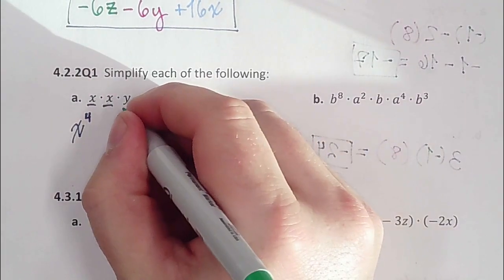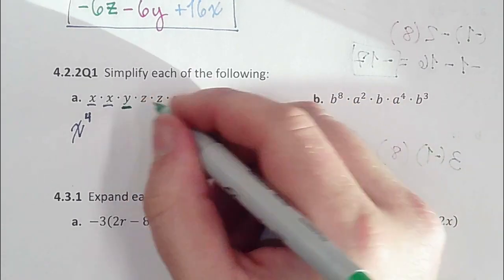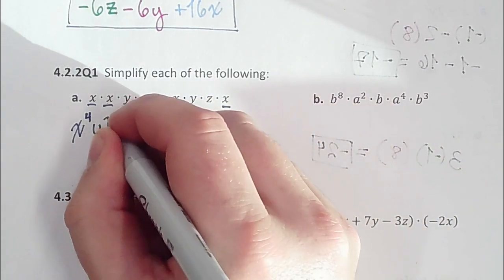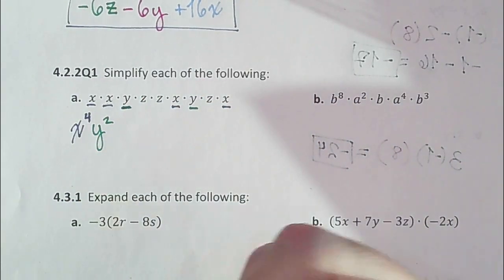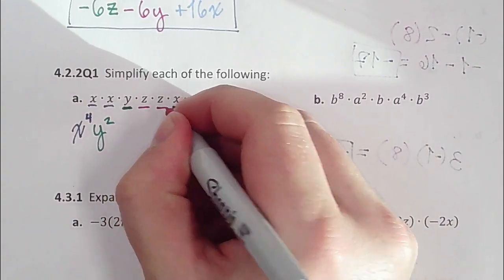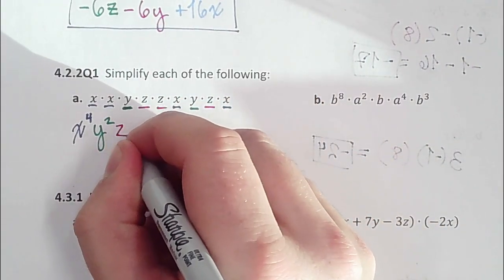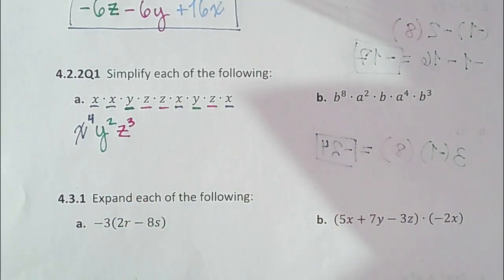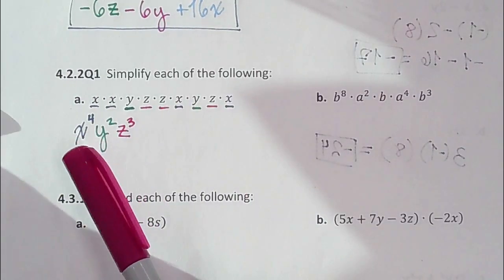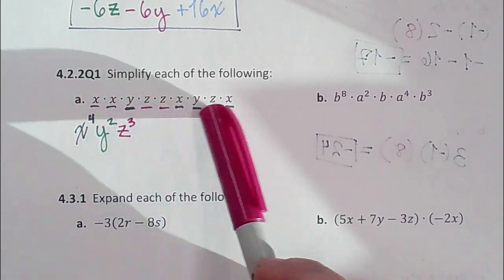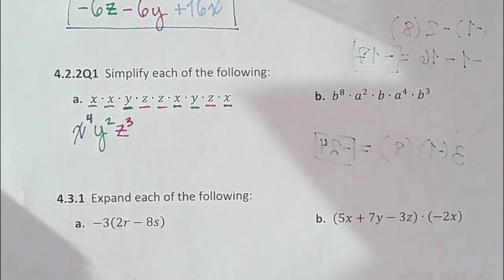And if you count the number of y's that we're multiplying together, we have 2 y's being multiplied, so that's going to be y squared. And we're supposed to multiply 3 z's together. Well, z times z times z is just z cubed, or z to the 3rd power. So we're still multiplying 4 x's, 2 y's, and 3 z's all together. We just arranged it a little bit better.